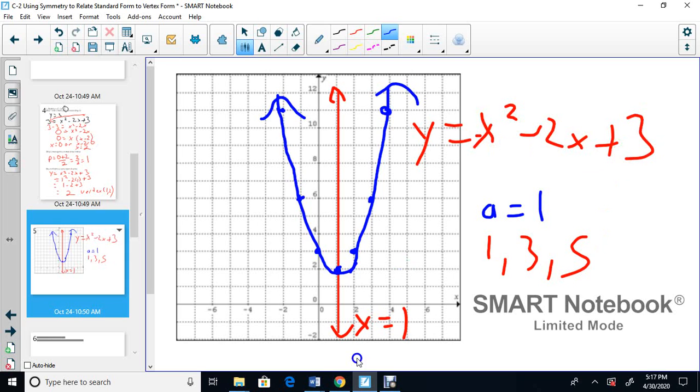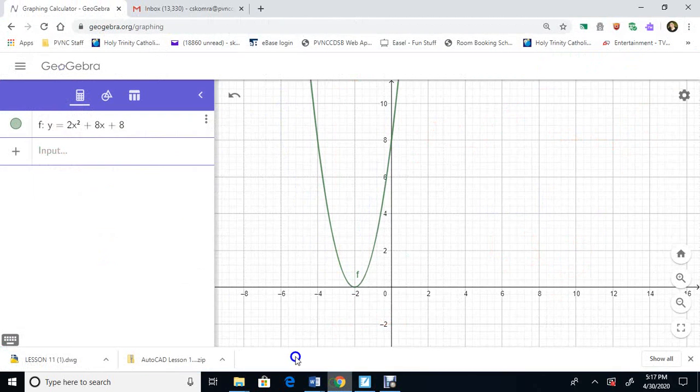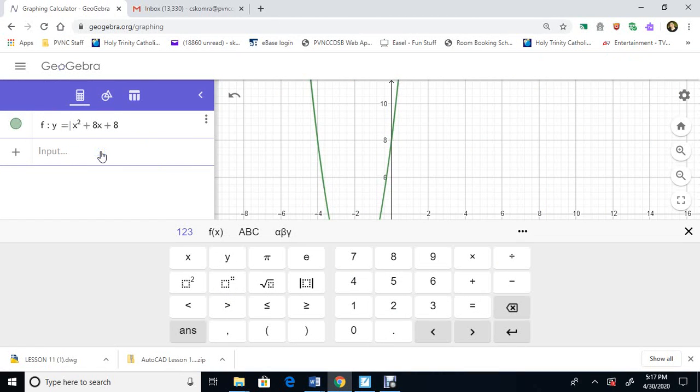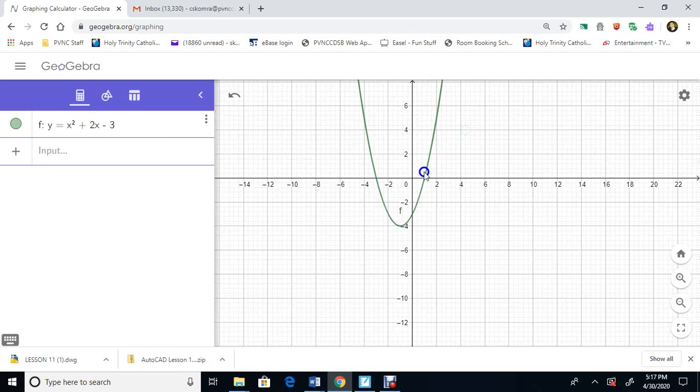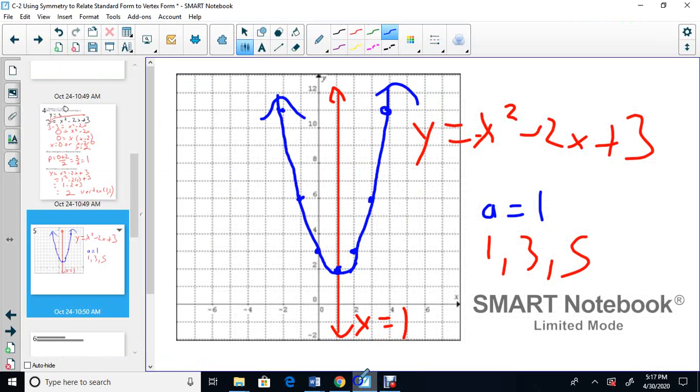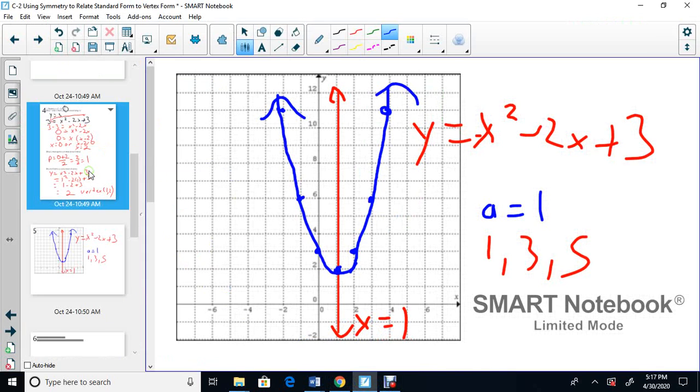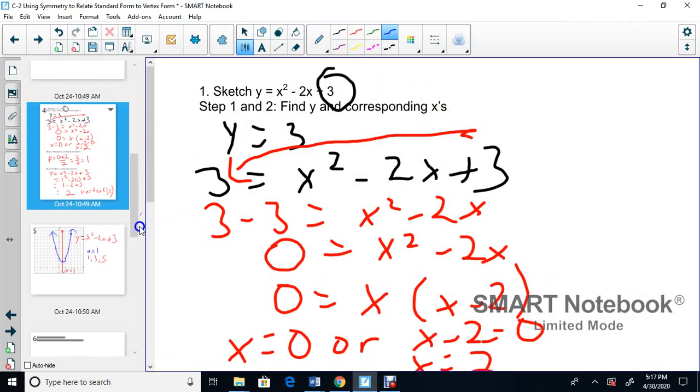Let's see if we did it right. Let's go to our computer software. Okay, y equals x squared plus 2x, minus 3. Make sure I type that in right. Oh, it doesn't look right. Let's make sure I typed it in right. Let's go back to my equation. It's minus 2x. Whoops. And plus 3.